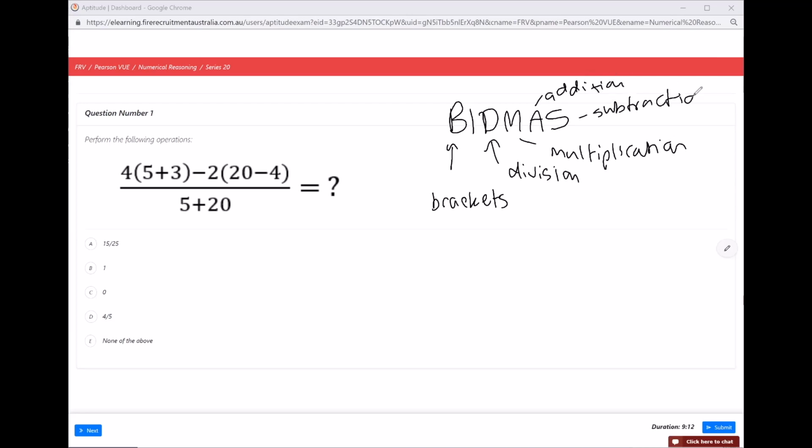So following this law, we should start with brackets first and work out what the answer is in the brackets. So 5 plus 3 is 8, and 20 minus 4 is 16. So now our expression is, whenever you see a bracket next to a number, that is multiplication. So now it's 4 times 8 minus 2 times 16 over 5 plus 20.